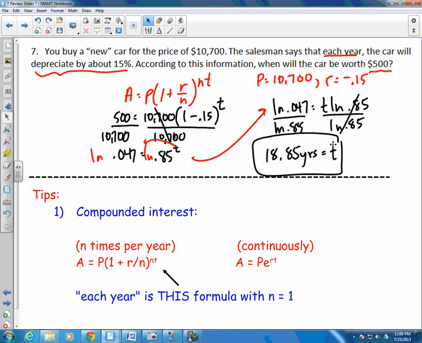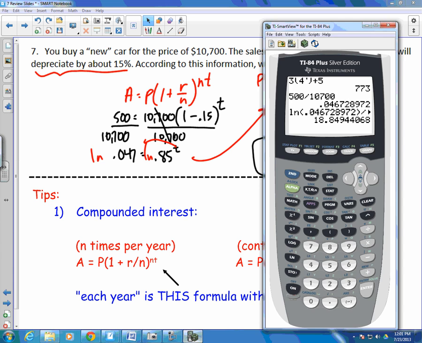Hopefully this helps you. Once again, where is the variable? That is huge. If you determine that the variable is in the exponent, then you do ln of both sides, just like we talked about. So practice, practice, practice, and you should be good at this stuff after some time.